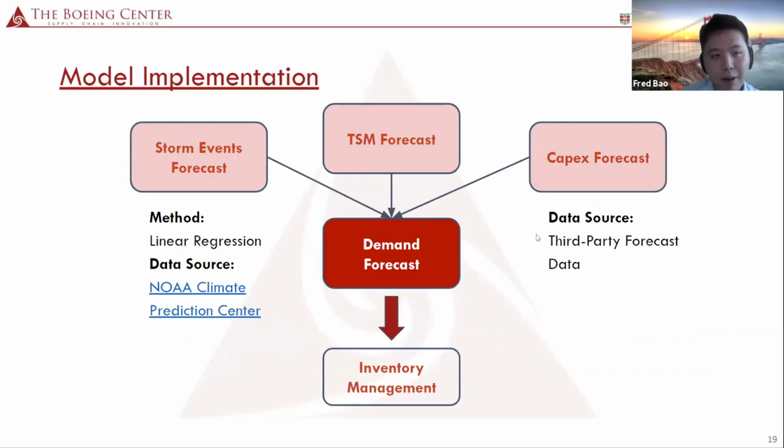And the next part is about our model implementation. Our demand forecast will have 3 data sources from 3 different areas. The first will be the storm events forecast. We have a simple linear regression to forecast the storm events that are going to happen in the future, and we have a data source from the NOAA National Oceanic and Atmospheric Administration Climate Prediction Center. And also we'll have our time series forecast, just as Sean has described previously. And last, we'll have our CapEx forecast, which will be sourced from the third-party forecast data.